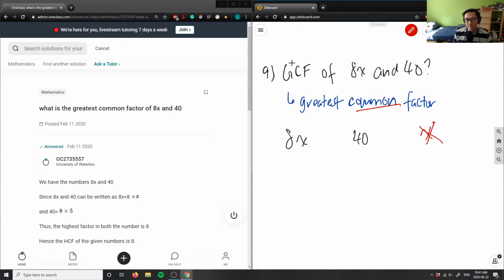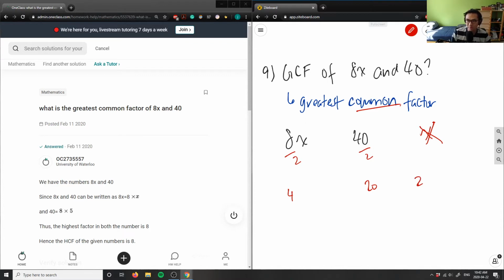So now we're just analyzing the numbers here, 8 and 40. They're both even numbers, so we can divide both by 2. 8 divided by 2 is 4, and 40 divided by 2 is 20. So this is a common factor, but is it the greatest common factor? Is there a bigger number that we can divide this by? We can, right? So 2 here is a common factor.